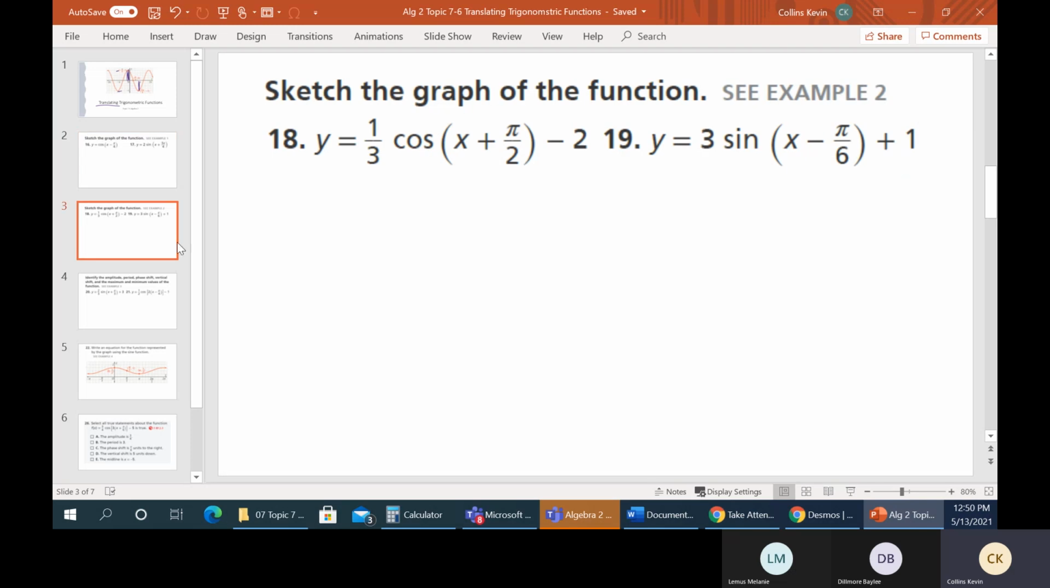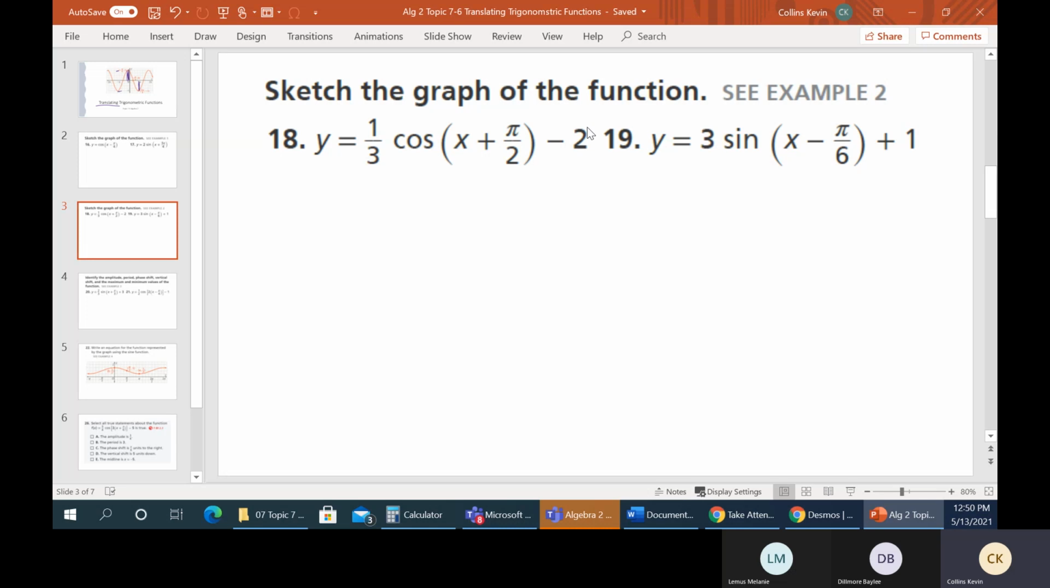All right, so a little more going on here. So we've got the 1/3. So this is going to be the kiddie coaster, right? This will be the big people's coaster, right? This is going to move us to the left, pi over 2. This is going to move us to the right, pi over 6.